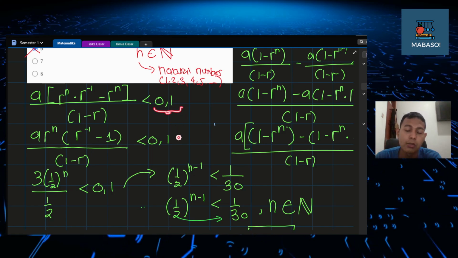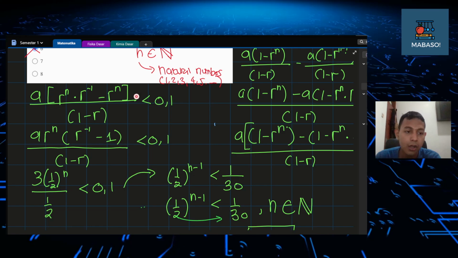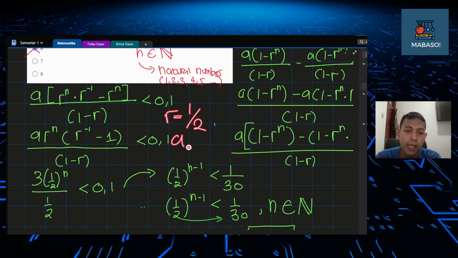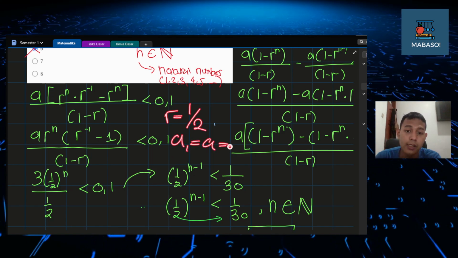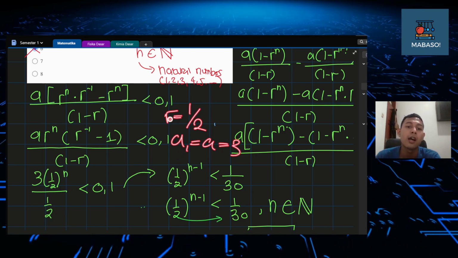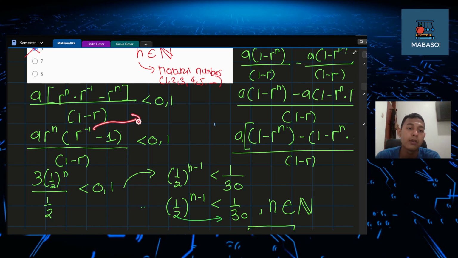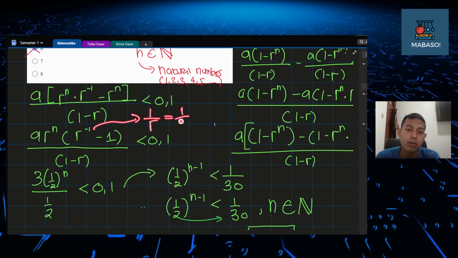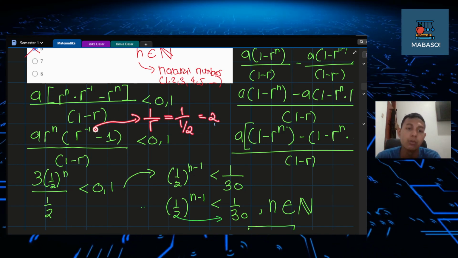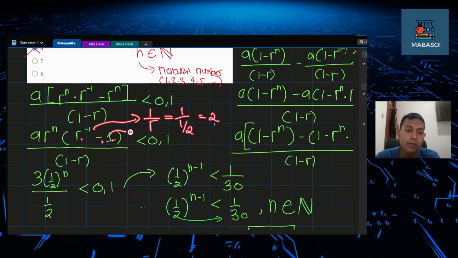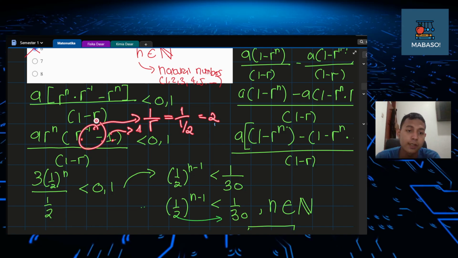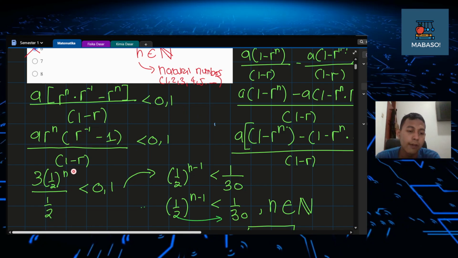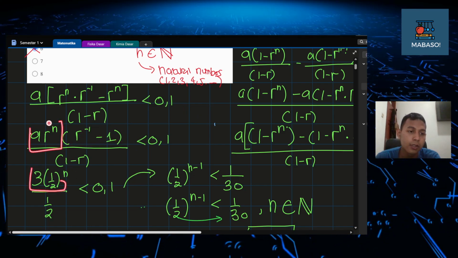Don't forget this is 0.1. Okay, don't forget, r is a half, and a is equal to 3. And r to the power of minus 1 is basically 1 over r, which is 1 over a half, which is 2. So 2 minus 1 is 1. So we could ignore this term then, because this is equal to 1. Okay, so what would be left would be these terms, and we could insert it.